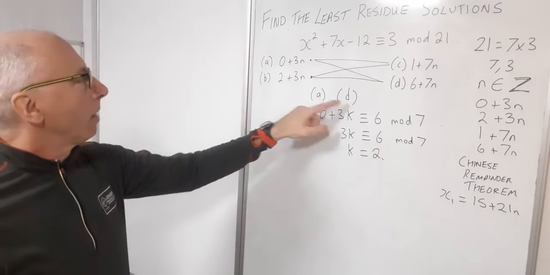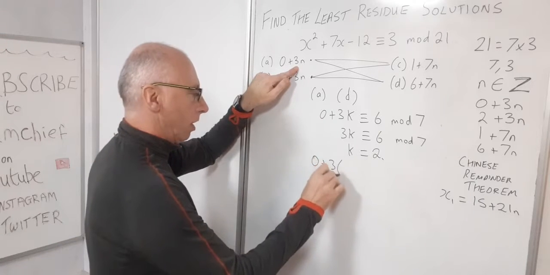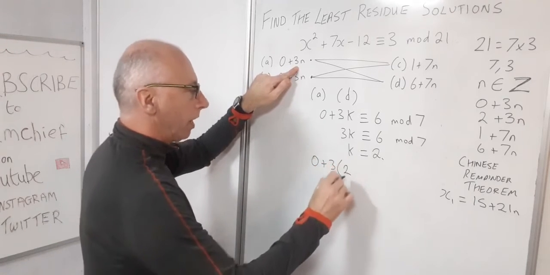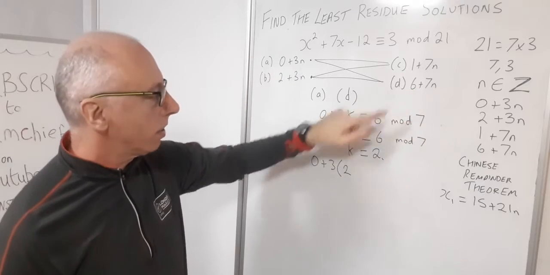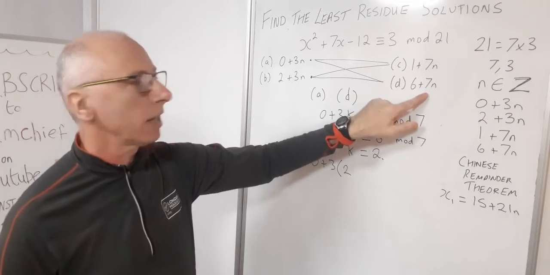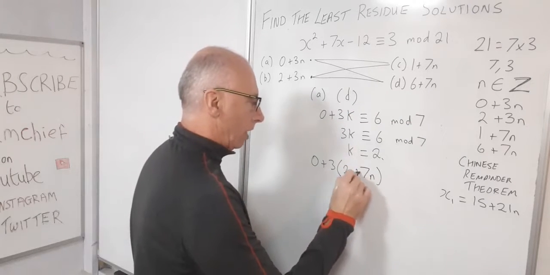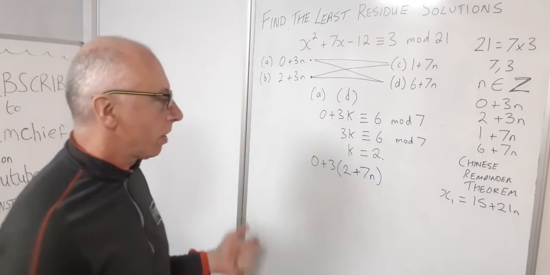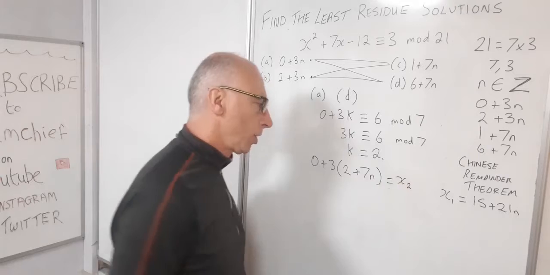So now using my a and my d, I've got 0 plus 3. And then my k I plug in here. And as it's going to be 6 plus 7n, the 6, I've now found a k to replace the 6, and it's plus 7n. Okay. So this is going to give me my second integer solution.